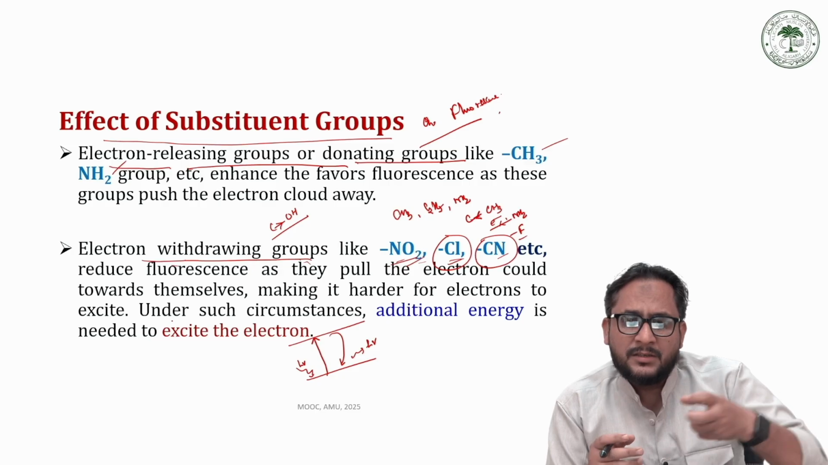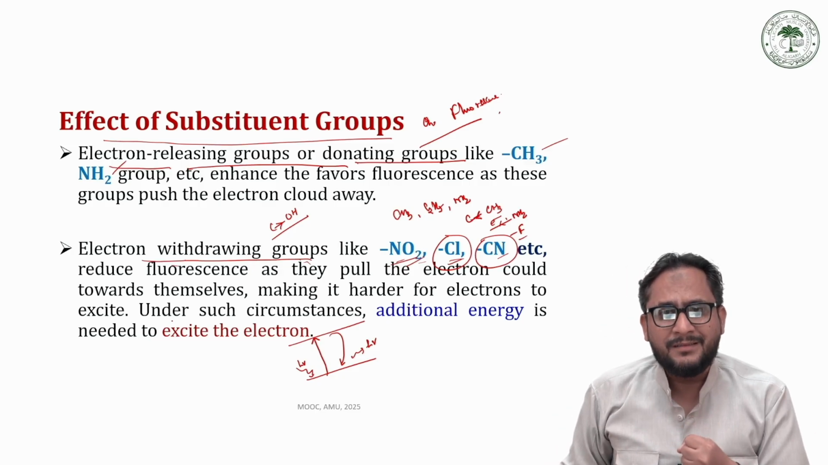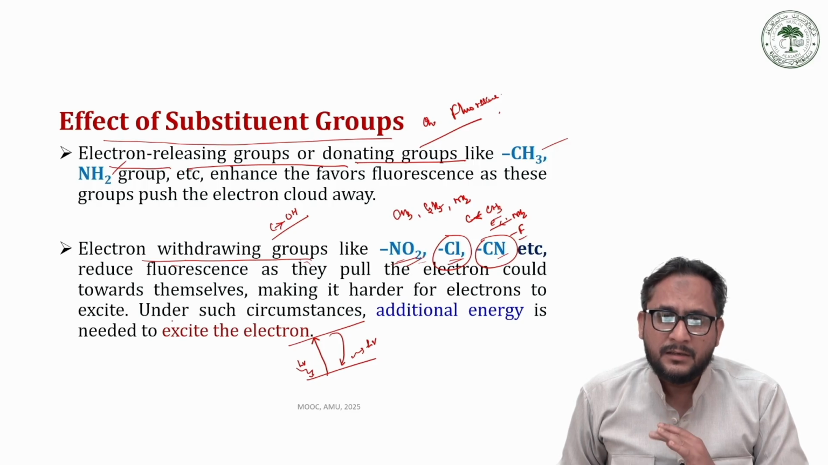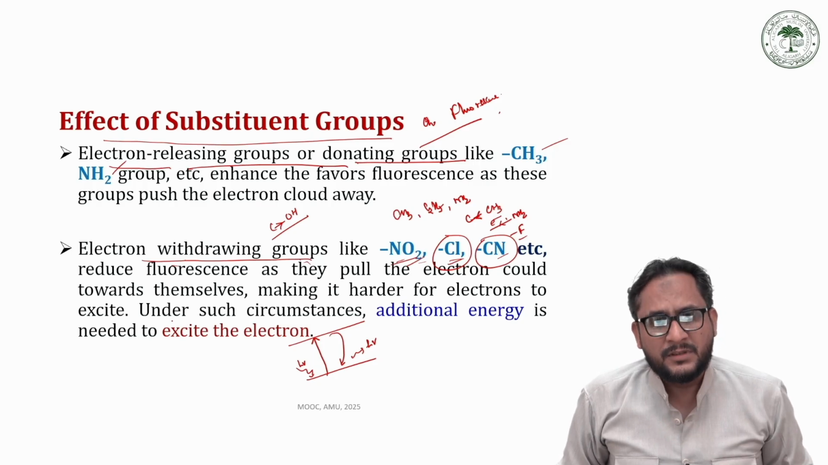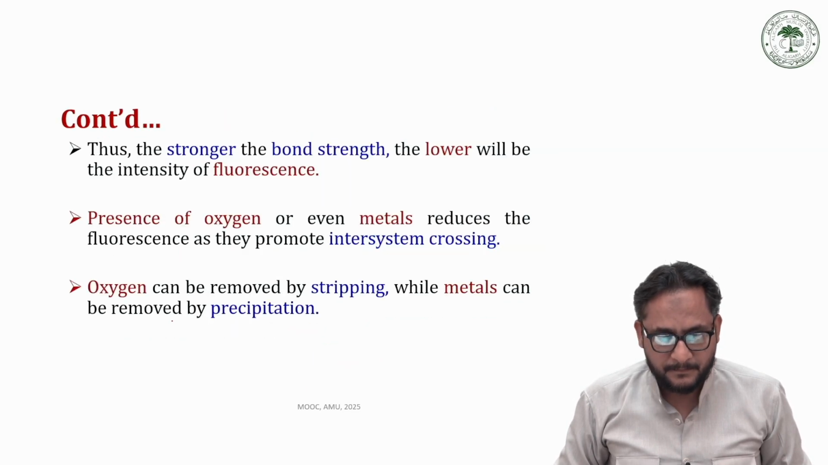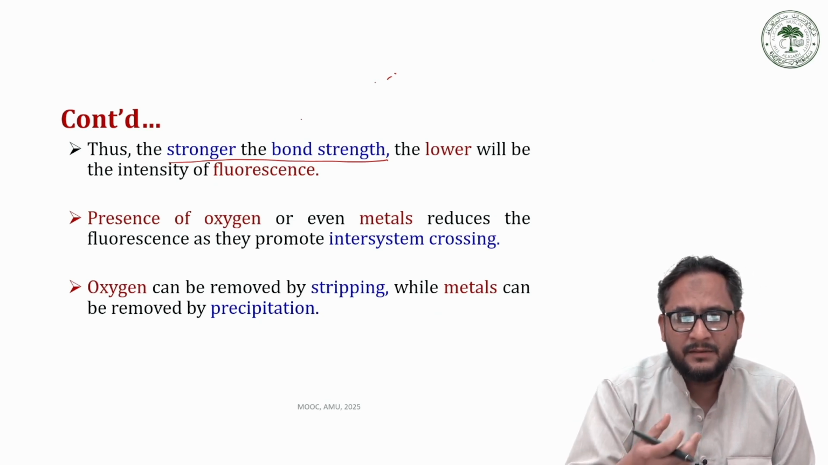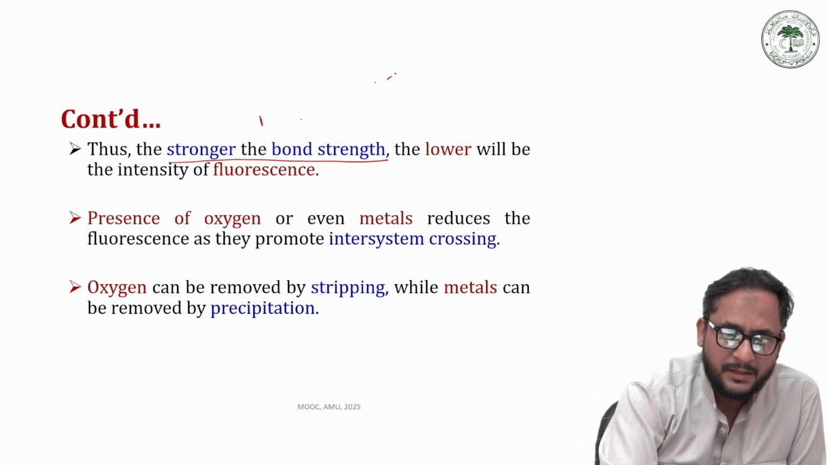In general, these electron withdrawing groups do not let the electrons get excited easily, and therefore these groups reduce the fluorescence intensity. So, if the bond strength is high, if the bond is stronger, the intensity of fluorescence is low.